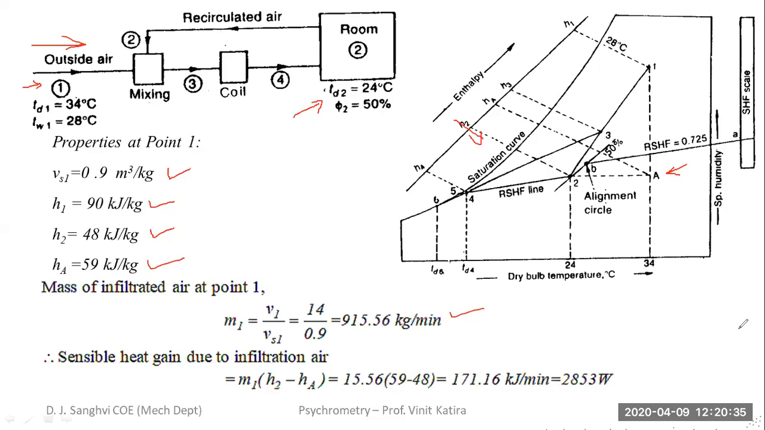Now, infiltration. Sir, 15.556 is in kg per minute only, that will be in kg per second, I believe. No, sir, it is 14 meter cube per minute. So the infiltration rate will be in kg per minute, no? 15.556. Yes. Sir, it is a typing error here, 915 will not come, it is 15.556, 15.56, kg per minute. No, here it is 915 kg per minute.